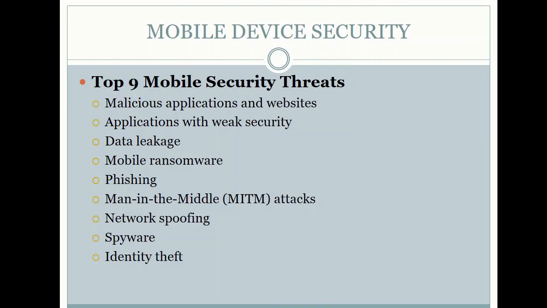Applications with weak security, data leakage, mobile ransomware, and phishing, which is especially designed for hacking our bank accounts. So bank related details can be easily hacked with phishing attacks. Then man in the middle attacks, network spoofing, spyware, identity theft. These are all the top 9 mobile security threats. Apart from these 9, we also have many other security threats where the mobile can be easily hacked by a hacker. So we should be very careful whenever we are using the mobile phone, whenever we are downloading files, or even downloading an image.